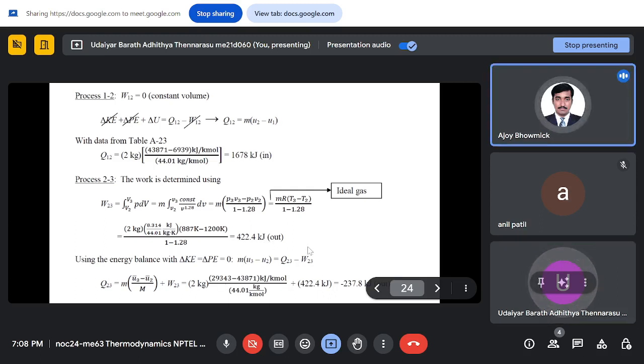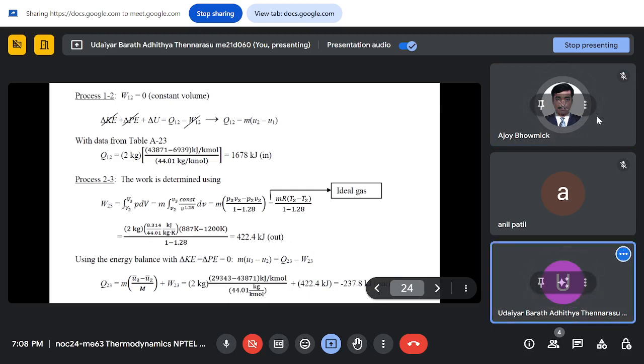Similarly, we apply the first law. Sorry, did you ask anything? Do you have any query?